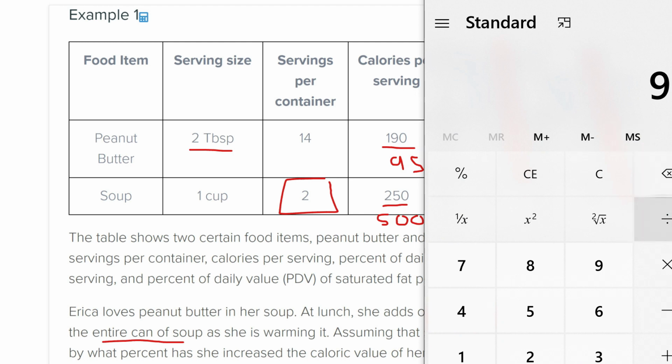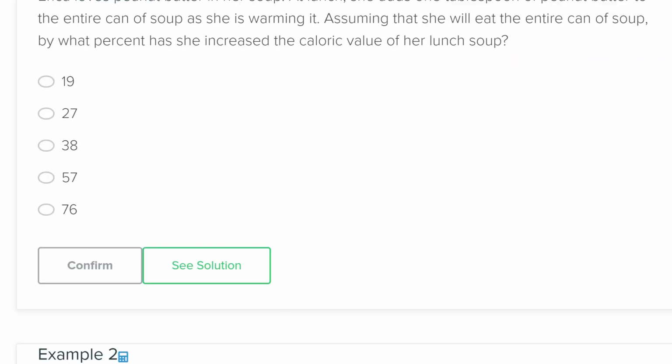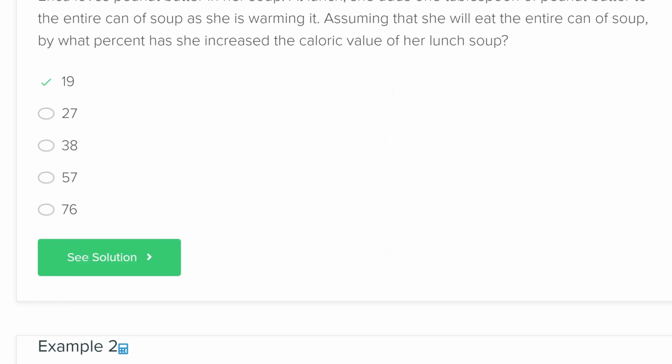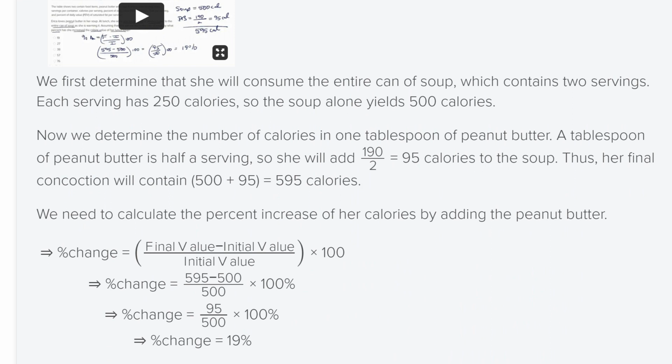So 95 divided by the original, which is 500. And let's move this so you can see that, would give us 0.19, which is a 19% increase. Obviously, you times that by 100 to see the percentage, but we can just say that's a 19% increase. So let's check our answer by going to the original website, and that is 19. And there we go, C solution, that was correct. And it just talks about the percent change formula.